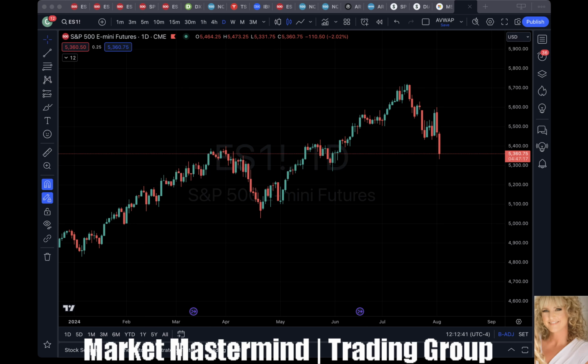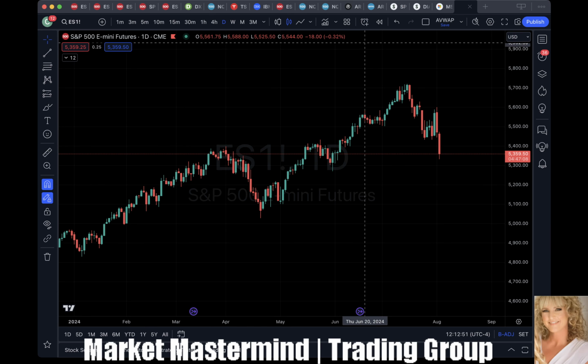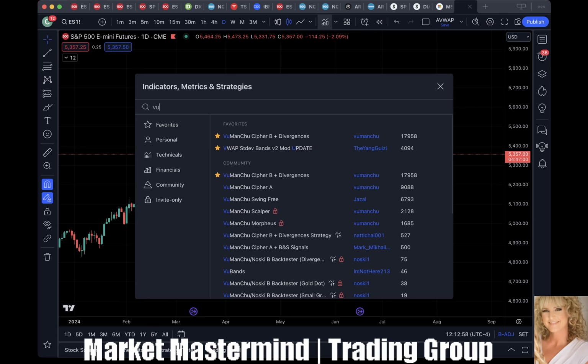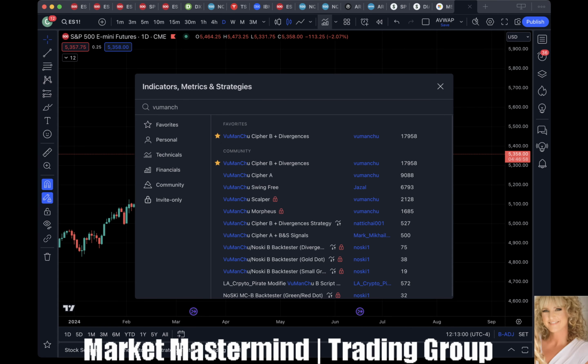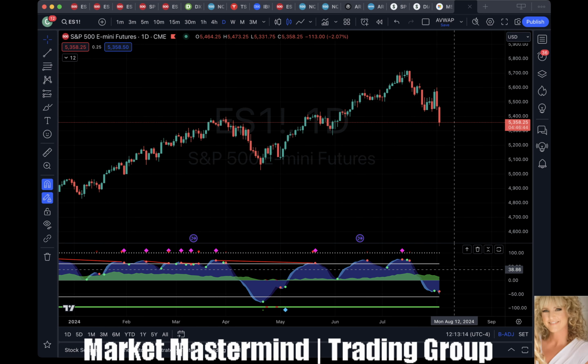So we're going to go from the ground up as far as adding this. I have a chart where I've got everything turned off that I would typically have on, and we're going to go to indicators and type in VuManChu, and mine is favorited already, so it pulls up quicker to the top. But you're looking for the Cipher B plus divergences, one click, so you only add it one time, and it'll show up down here at the bottom of your screen.